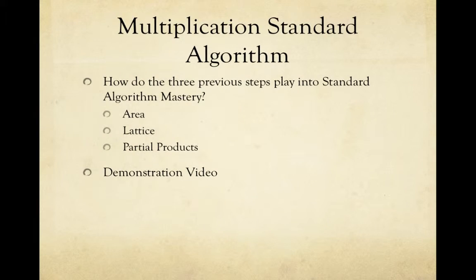Finally, we have the multiplication standard algorithm. The 3 previous steps of our process play into the standard algorithm. The area array teaches our students where our basic facts come from, and also introduces the idea that multi-digit multiplication is made up of many basic fact multiplications. The lattice method helps to reinforce the place value within the standard algorithm. Finally, the partial products method introduces the form of the standard algorithm as well as the motions or the method of solution. Watch this demonstration video to see an example of the standard algorithm.